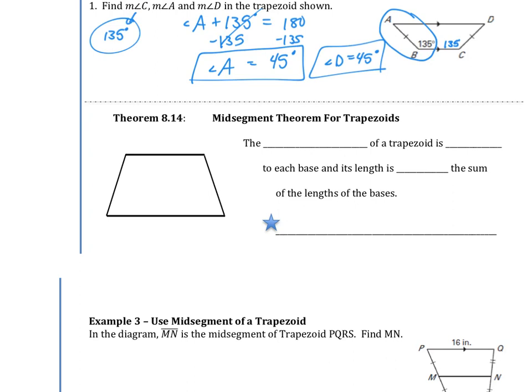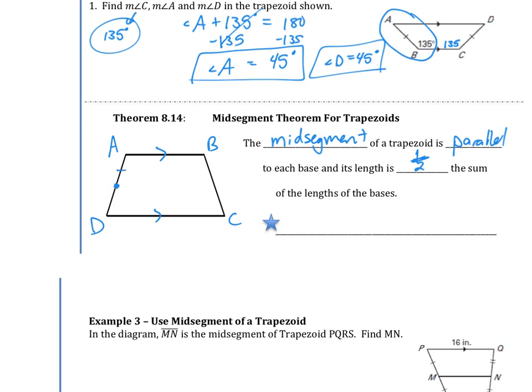Mid-segment theorem. The mid-segment of a trapezoid is parallel to each base, and its length is equal to 1/2 the sum of the lengths of the bases. Right, so the mid-segment theorem, if we're going to write this, let's label it first. So we have A, B, C, D. Right, and these lines are parallel.